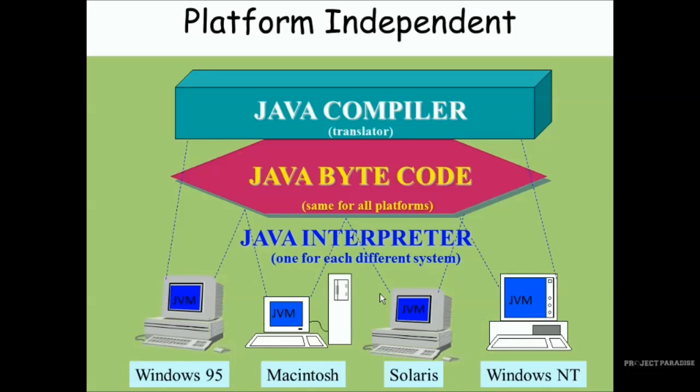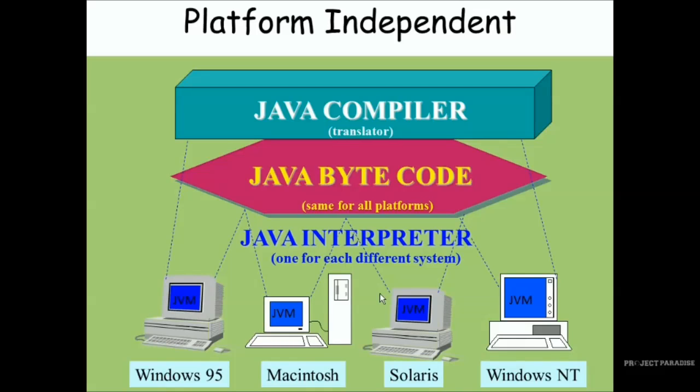Each operating system has its own JVM, Java virtual machine, which can convert the class file to machine language. So Java is platform independent, while JVM is platform dependent, because depending upon the operating system, this JVM has been designed.